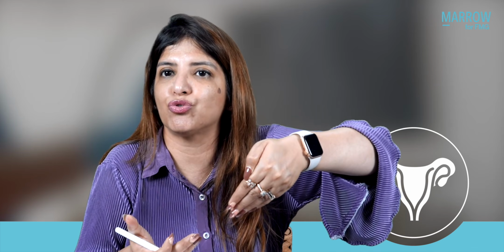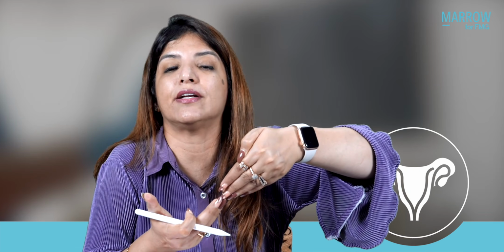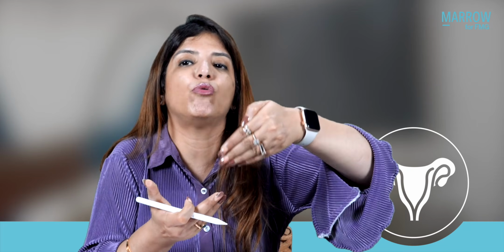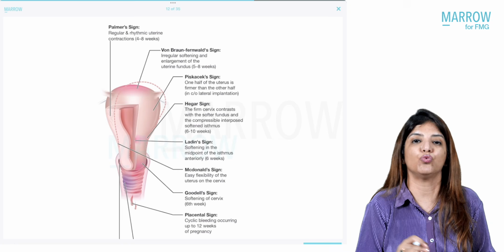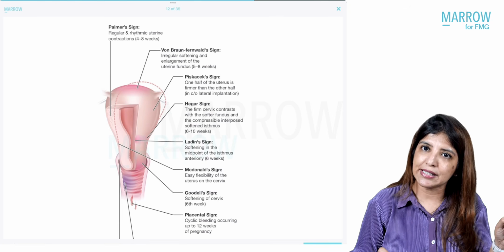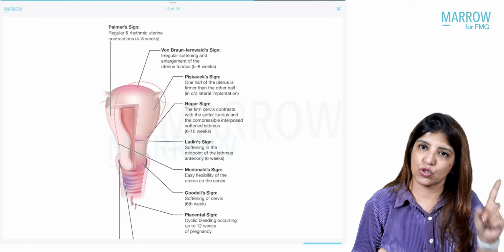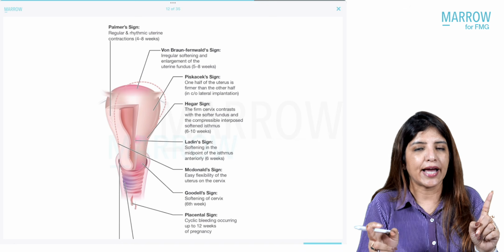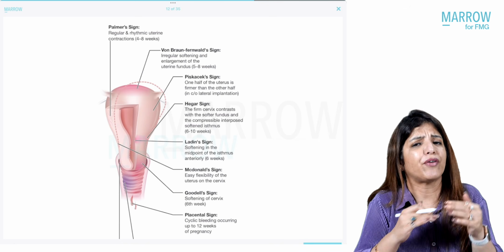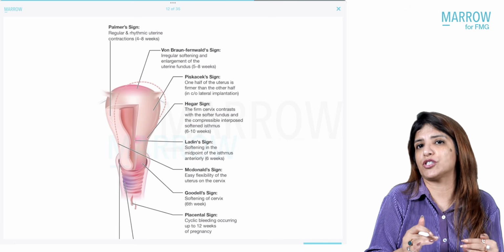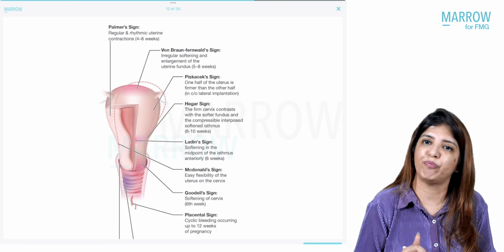So when I put one finger behind the uterus parabdominally and the other finger inside the vagina, the fingers of both hands will seem as if they are touching each other, right? So that is Hegar sign. Please remember, Hegar sign becomes positive between 6 to 10 weeks. Goodell sign becomes positive at 6 weeks, Hegar sign between 6 to 10 weeks, and all the rest of the signs become positive by 8 weeks of pregnancy.